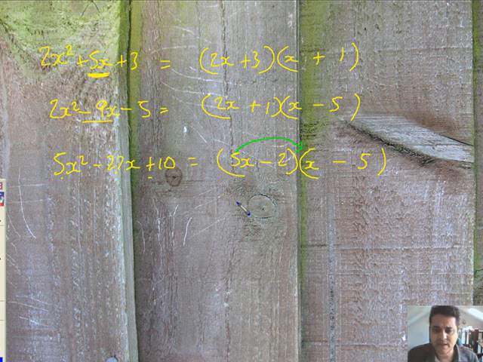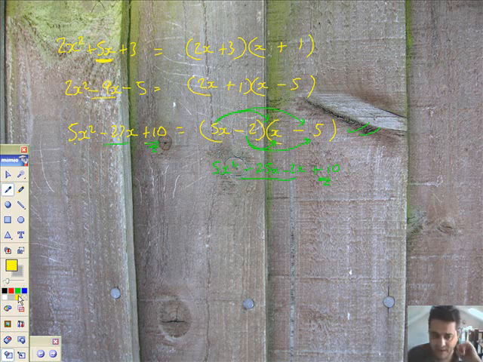Right, 5x times x. 5x squared, that's easy. 5x times minus 5, minus 25x's. Minus 2 times x, minus 2x's. And look, there's your minus 27x's there. And minus 2 times minus 5 is plus 10. And there's the plus 10. So we got it completely right. 2 marks for us. Back to yellow.